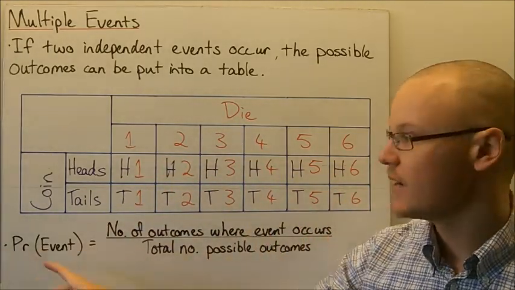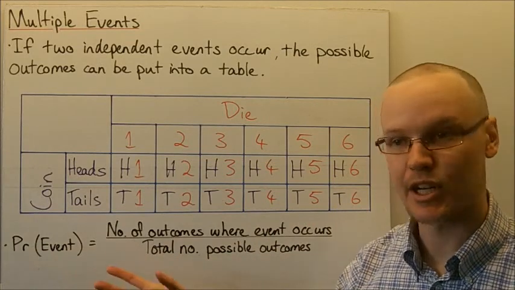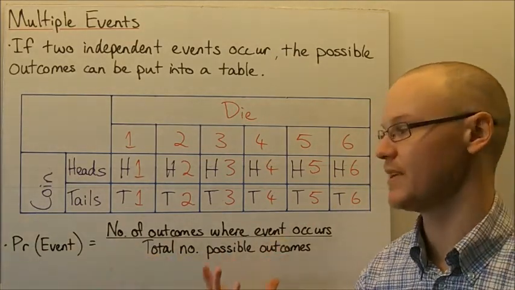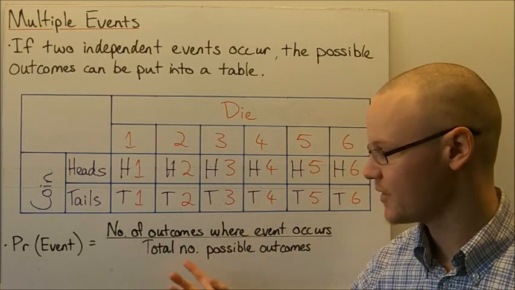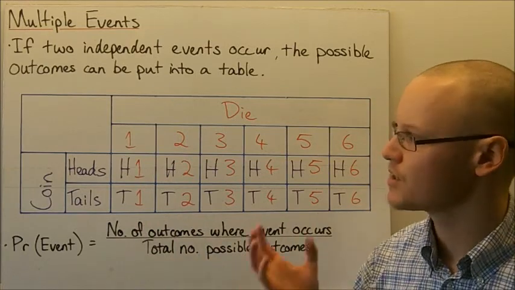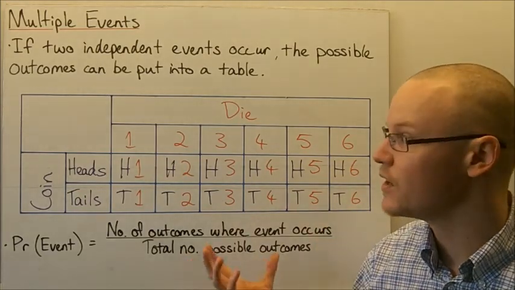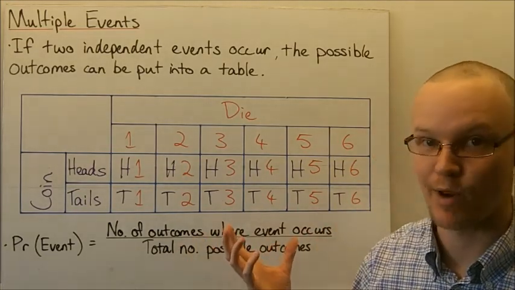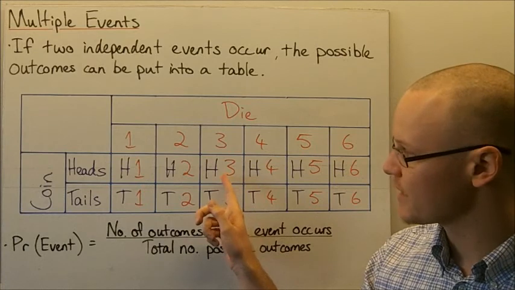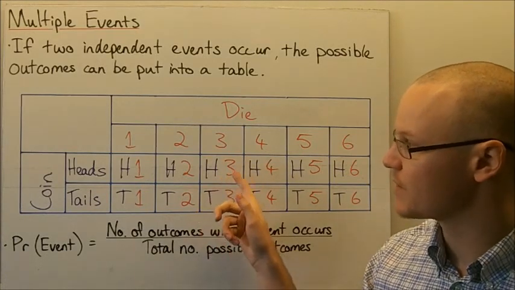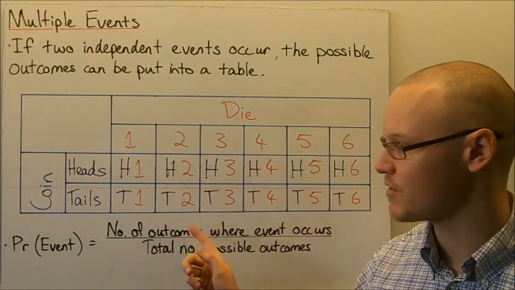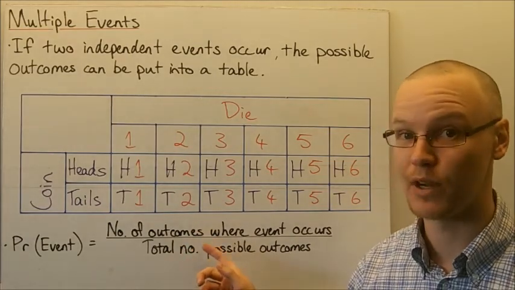Now, just remembering, the probability of an event occurring is the number of outcomes where the event occurs divided by the total possible outcomes. So if we were looking at the probability of flipping a head and rolling a 3, there's only one possible outcome where flipping a head and rolling a 3 occurs out of 12, so the probability would be 1/12.